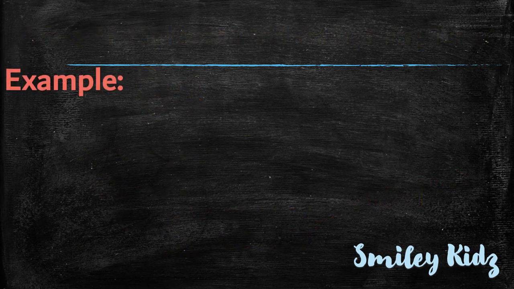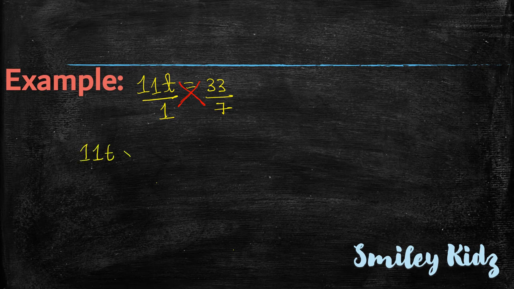Now let's see another example. 11t is equal to 33 by 7. Now 11t can also be written as 11t by 1. Now we use the method of cross multiplication. It will be 11t multiplied by 7 is equal to 1 multiplied by 33. Now 11t multiplied by 7 will be 77t, which is equal to 33.